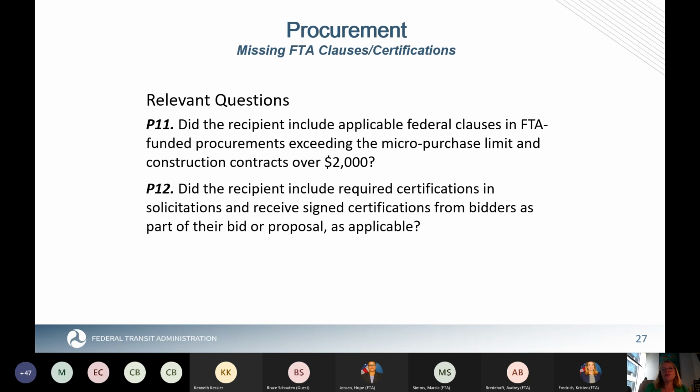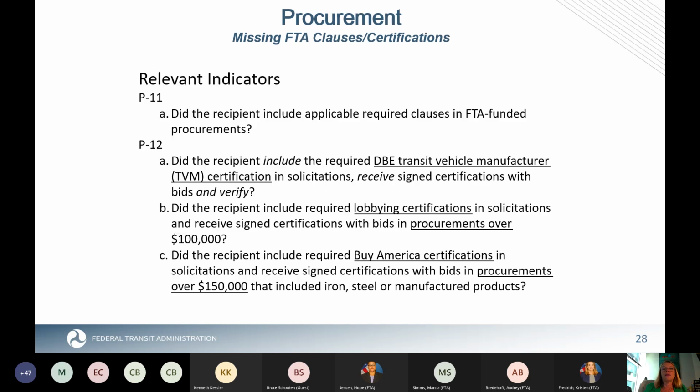The next is, did you include the required certifications? Did you receive signed certifications? And did you make sure that they were in compliance with what they certified to? So let's look at the indicators of compliance. For P11, very simple. Did you include the applicable clauses? And we'll talk about what those clauses are in a couple of minutes. P12, we're really looking for three distinct certifications as applicable.